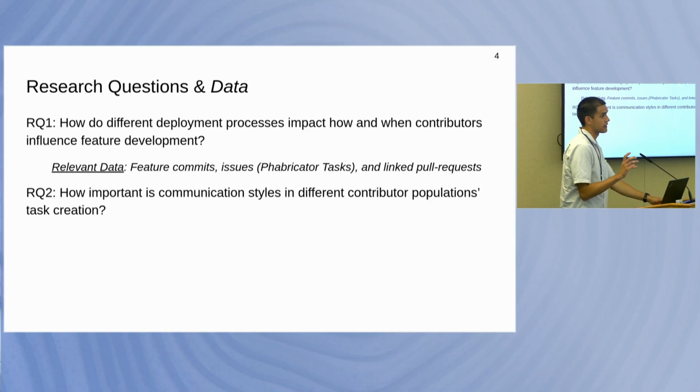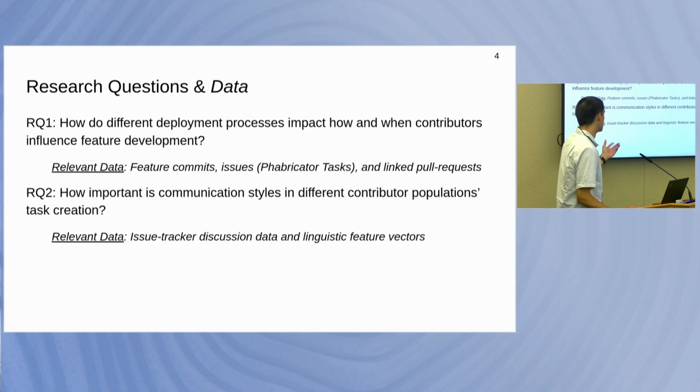And then the second question is how important communication styles are to different contributor populations' task creations. This is more like, does it matter if when you're filing a bug, you're polite about it? If you're not working for the sponsor organization, does it matter how you present your case for what work should be done when you're trying to figure out whether that work actually gets done? And for that, we look at the discussion data around these bugs, these issues, and we generate some feature vectors that represent style or the framing of the task. I'm glossing over some of the methods, but I'm happy to talk about it more.